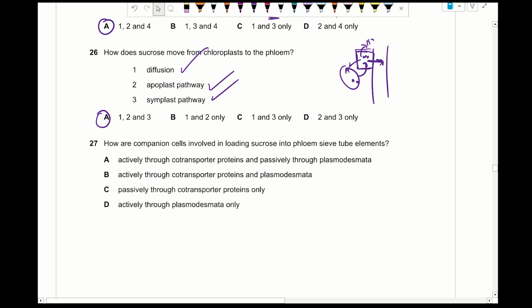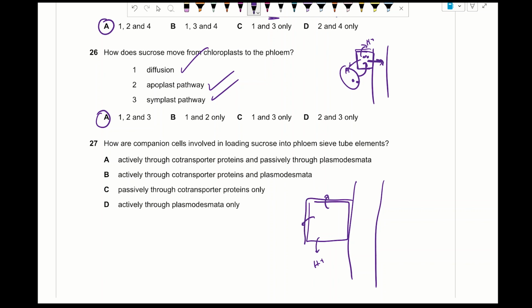Number 27. How are companion cells involved in loading sucrose into phloem sieve tube elements? We just explained the process, however, we will explain it again. Companion cells pump hydrogen ions via proton pumps or hydrogen pumps to their cell wall. Therefore, sucrose found outside combines with hydrogen ions and goes back into the companion cells via carrier proteins. Obviously, this is by facilitated diffusion. Now, once the sucrose is inside the companion cell, it diffuses by passive diffusion into phloem sieve tube elements via plasmodesmata. Now, let's see the suggestions that we have here.